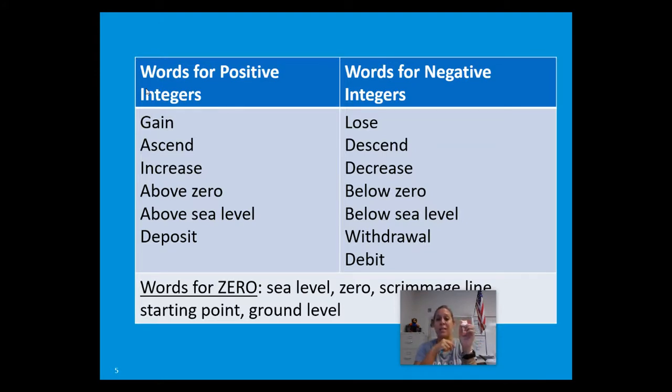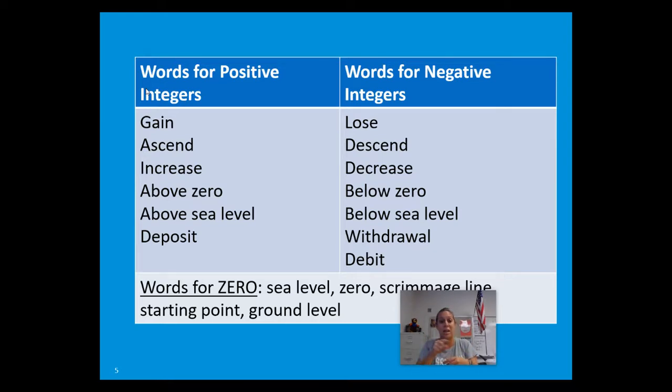Now, these are some words that mean zero or a starting point. Sea level. When I think about sea level, that's right at zero. You have below sea level, which would be negative integers, and above sea level, positive. Scrimmage line. If you're a football fan, the scrimmage line is where every play starts. The players can either gain yards, if the offense is doing good, or if the defense is doing good, they're losing yards. They're always starting at one point. That starting line is your scrimmage line. That would be your 0.